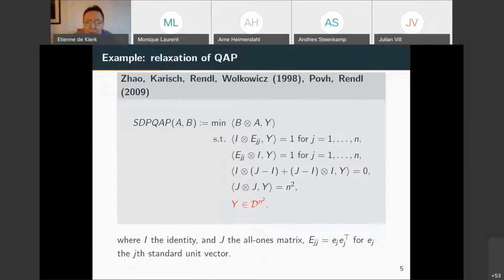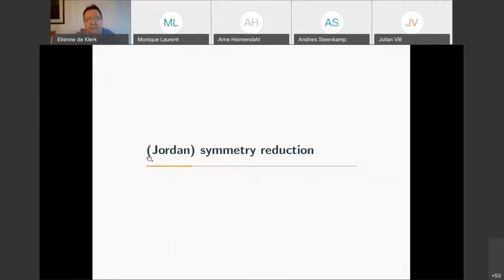And quite often there is some hidden structure in these problems. The structure, of course, comes from the matrix B and the matrix A. These matrices might have large automorphism groups, or they might have some other algebraic structure, and we might not know beforehand what the structure exactly is. So this brings us to how to exploit the structure through symmetry reduction, and in particular this new type of Jordan symmetry reduction.